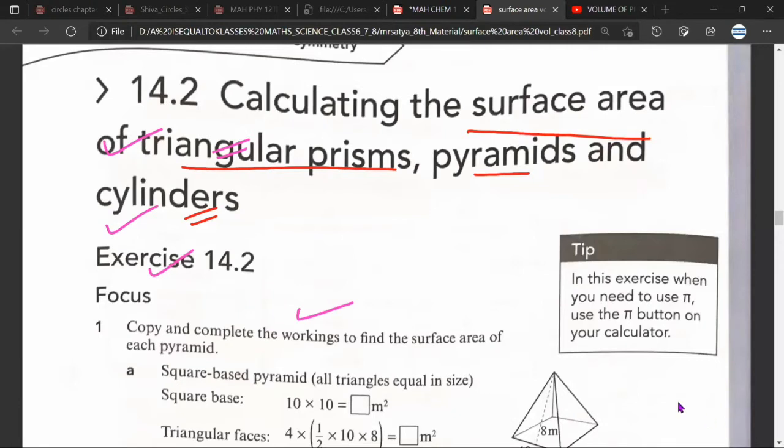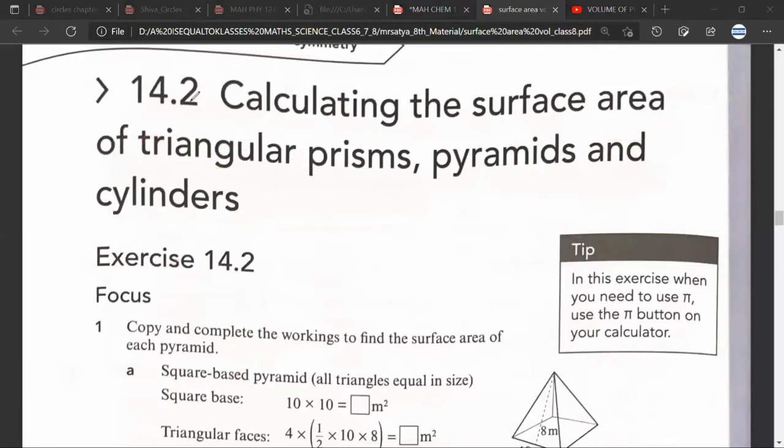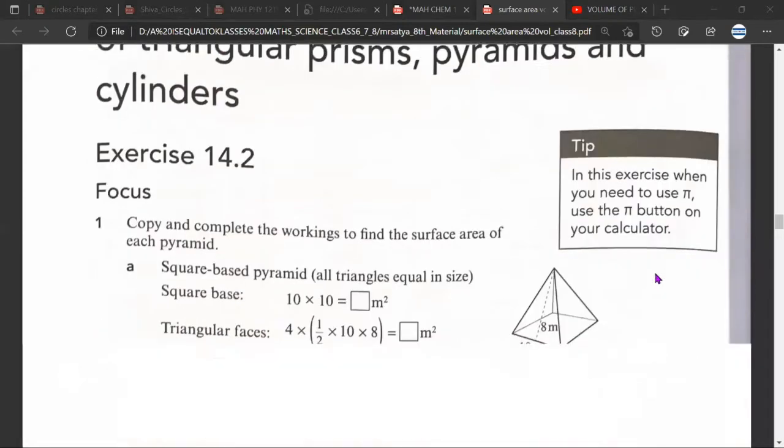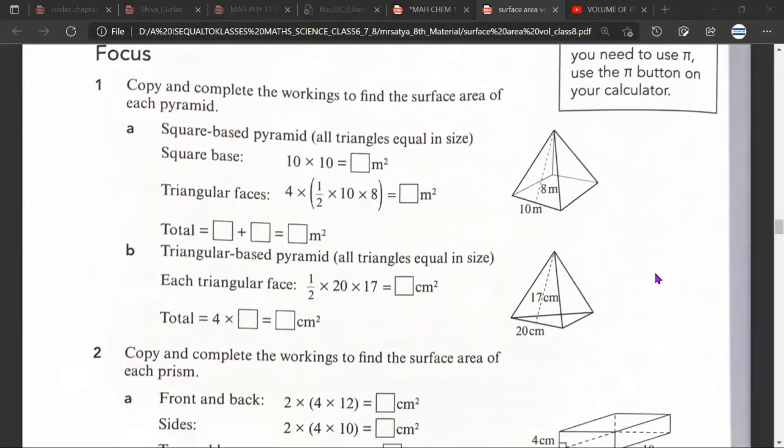So actually, this would be an easier lecture because once you have understood the logic, things become pretty simple. I'll be explaining the questions to you. I'll be explaining how to find the surface area, and then you will have to start doing it on your own.